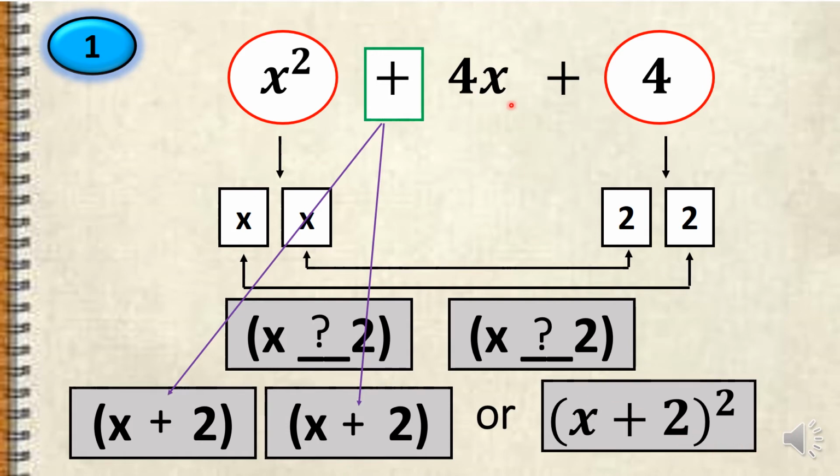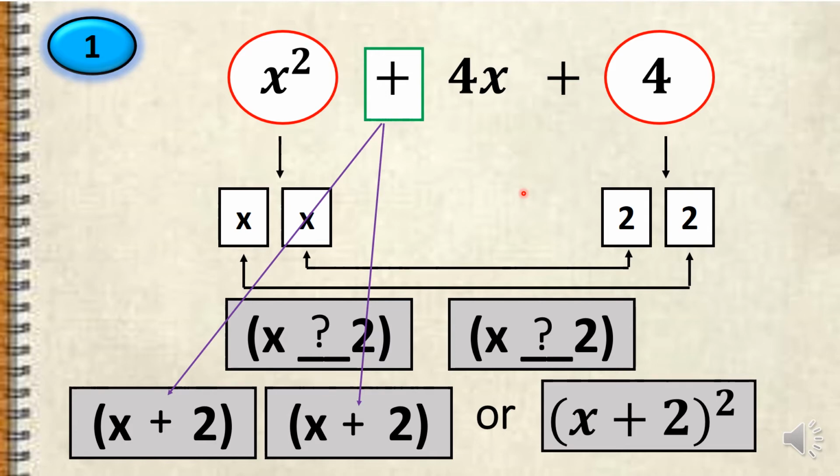Baka tinatanong nyo, what is the use of 4x here? Always remember, class, that if your trinomial is a perfect square, 4x here is always the sum of the products of our factors for our first term and last term. Tignan nyo. If we're going to multiply 2 times x, the answer is 2x. Then same, 2 times x, so you have 2x. So kapag pinag-plus mo yung dalawang 2x, the answer is 4x. So if you just want to check your answer.